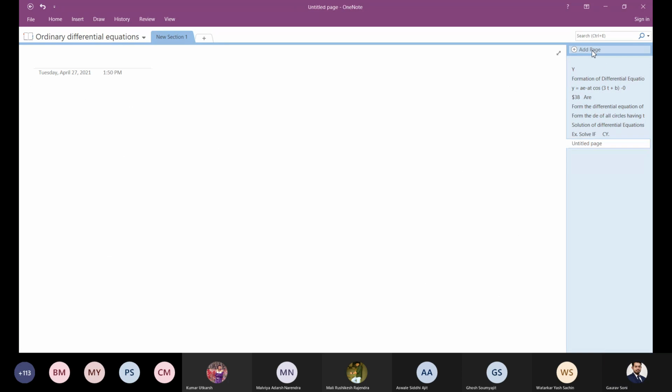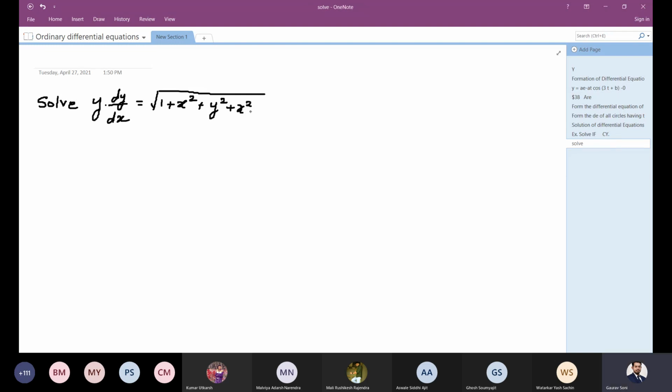Fine. Next one. One example you try, solve: y into dy by dx is equal to under root of 1 plus x square plus y square plus x square y square. Let's try this.